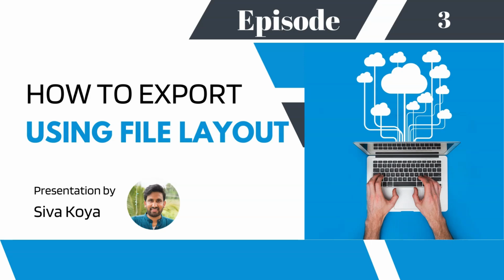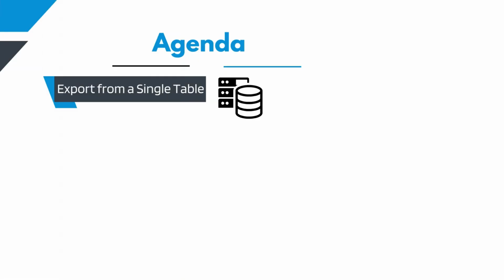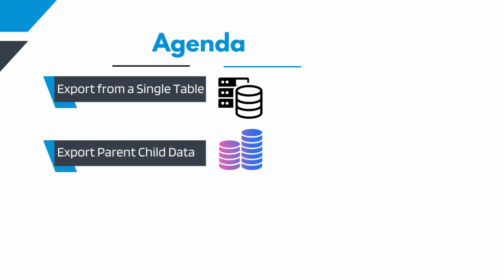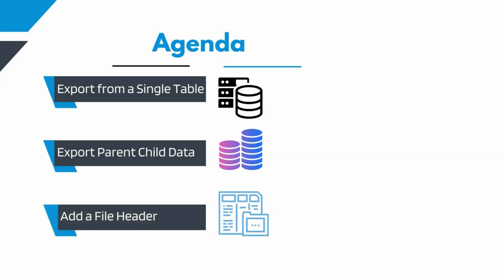So hang on tight because we are diving into three key areas. We will start by getting our feet wet by extracting data from a single PeopleSoft table. Then we will crank things up by exporting data from multiple PeopleSoft tables having a parent-child hierarchy. Finally, as a bonus tip, I'll show you how to add a header row to your file output so that external systems can understand which column each data value belongs to.